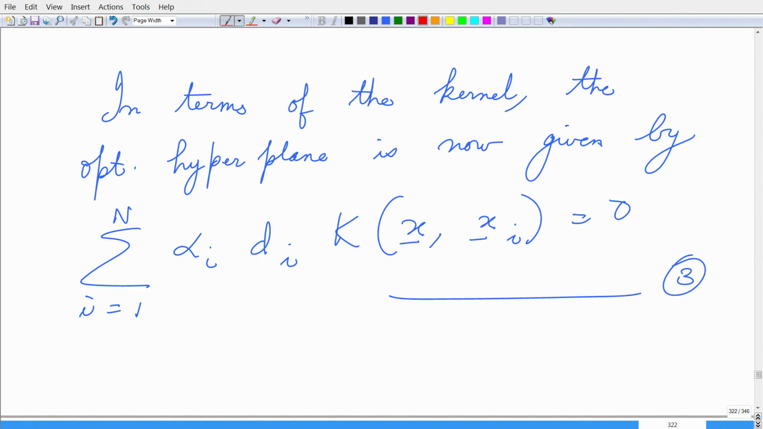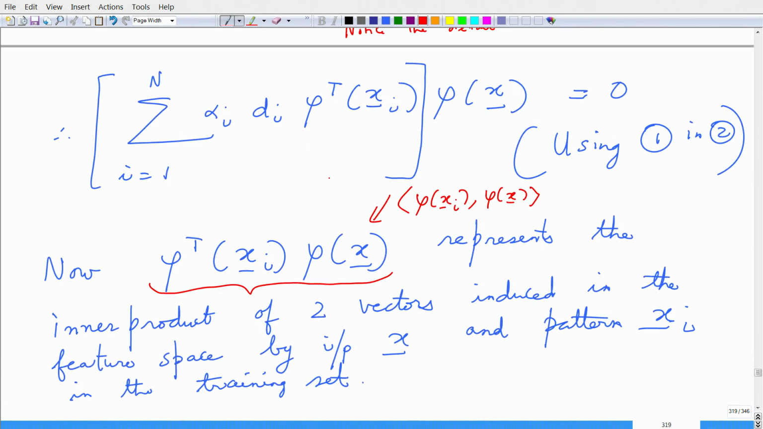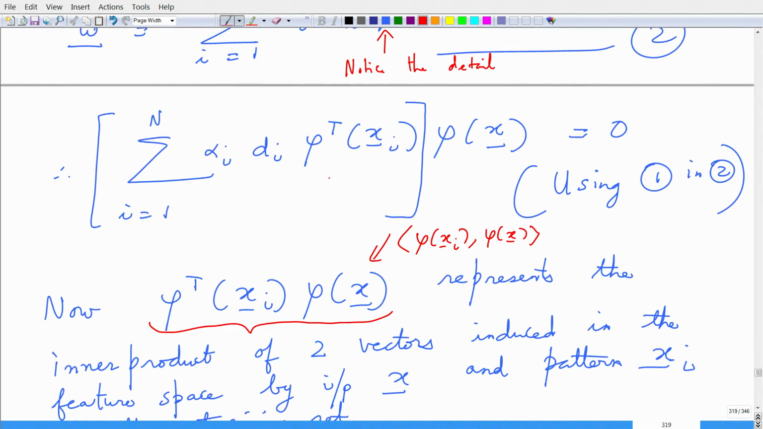So, in terms of the kernel, the optimum hyperplane is now given by summation i equals 1 to n alpha i d i times this kernel k of x comma xi is equal to 0, and I call this equation 3. This is straightforward, and how am I getting this? This is from this equation here.